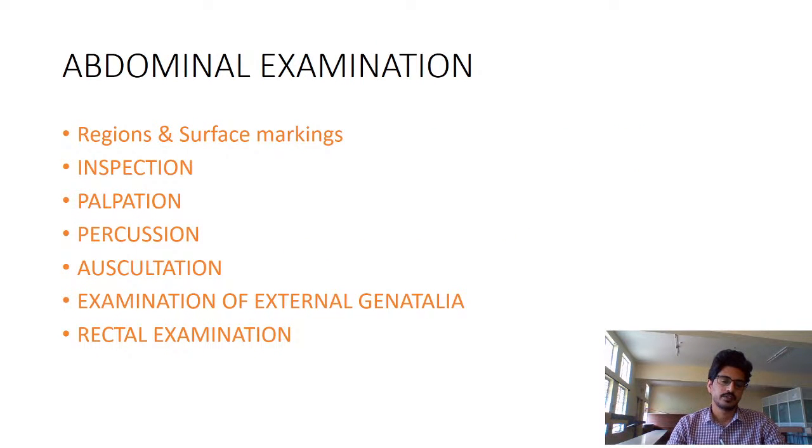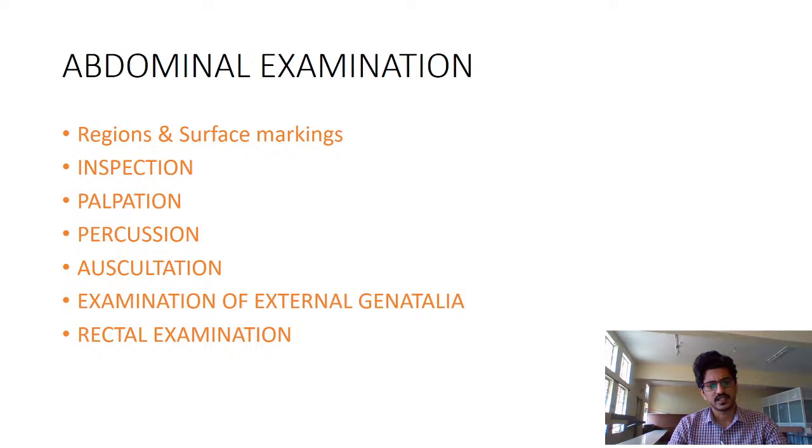So basically, before knowing the abdominal examination, first thing, the GIT system starts from the mouth and ends at the rectum. And in case of abdominal examination, you have to know a few things: first, what are the regions and surface markings over the abdomen, and what is inspection, palpation, percussion, auscultation, and examination of the external genitalia and rectal examination. The complete abdominal examination involves both genital examination and rectal examination also, but we do them less commonly, only in certain cases.